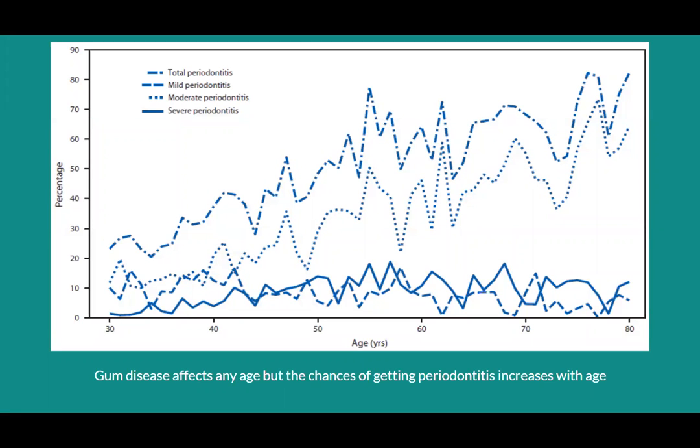As you can see by this graph, any age can be affected by gum disease. However, as you get older, the chances of getting periodontitis is increased by a lot. If you look underneath the graph, or the bottom part of the graph, the severity of periodontitis shifts between each age, while moderate and mild increases as age progresses.